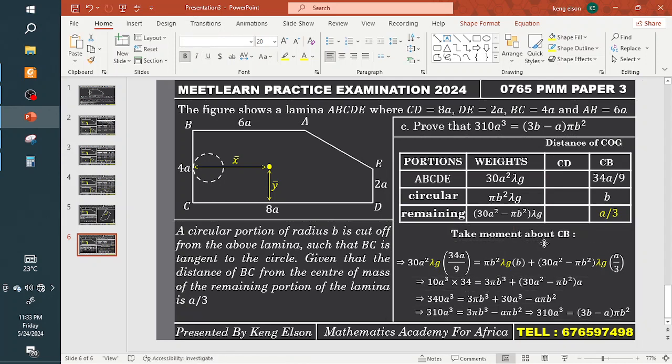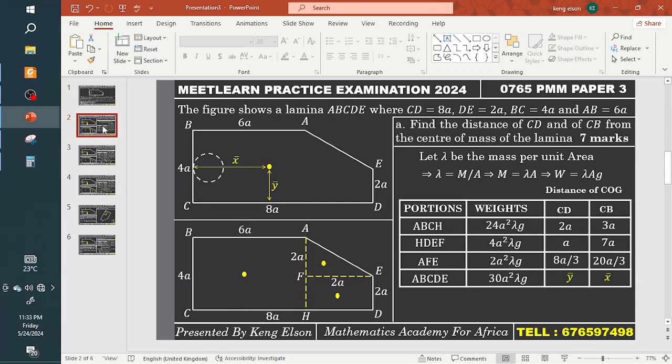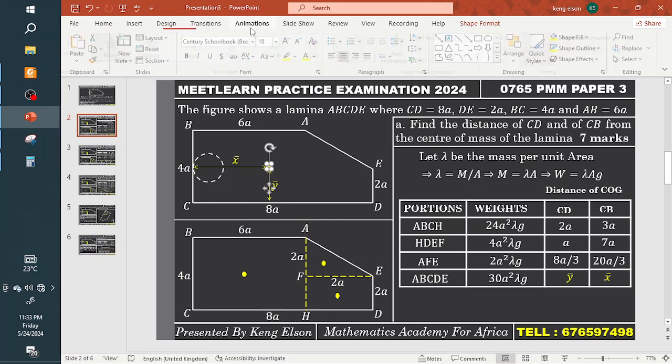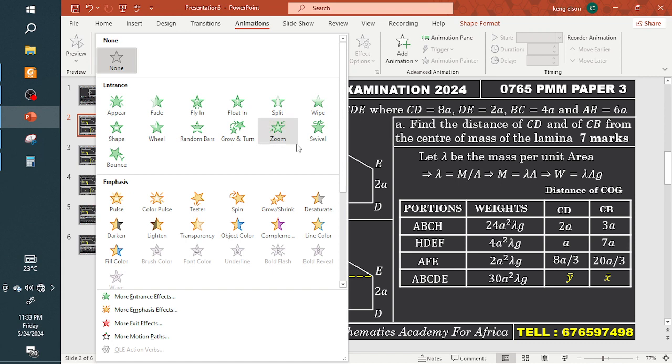So this is step one of producing a video. Now let's start animating. I go back to my first slide. Always leave the first slide as it is. Go to the second slide and start animating, and you animate based on how you're going to be explaining. So I will start by telling them that the center of mass of the whole body is at this point. So I'll go to animation and take the animation I want for that point.